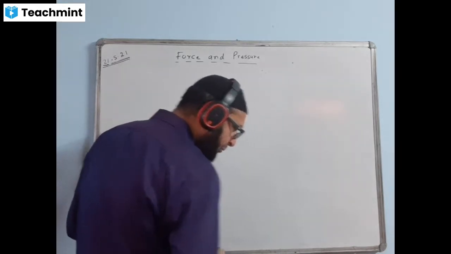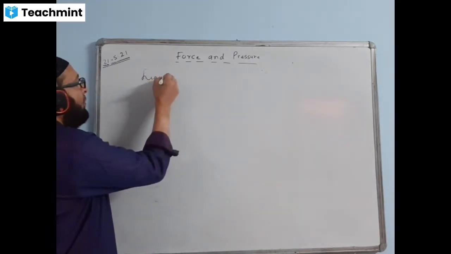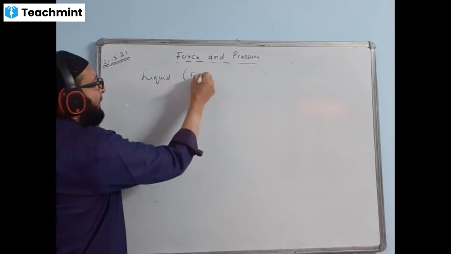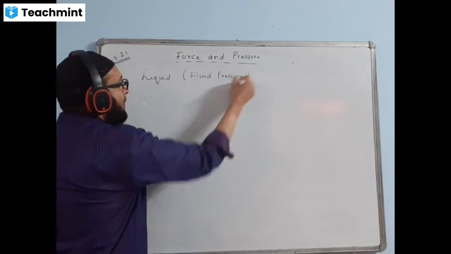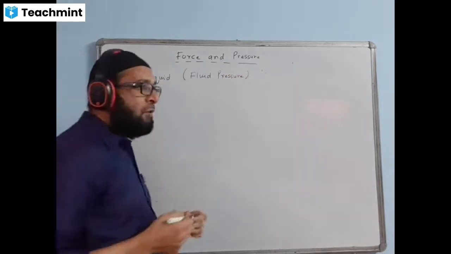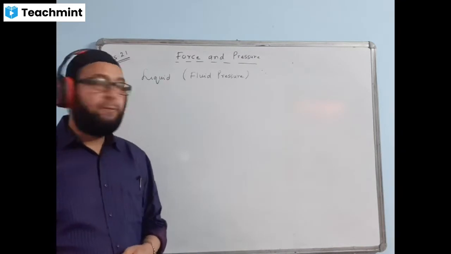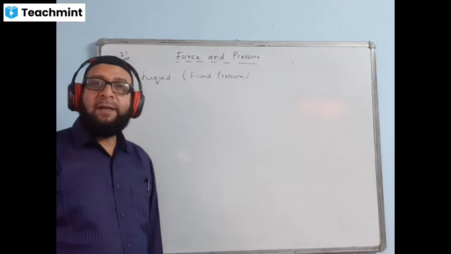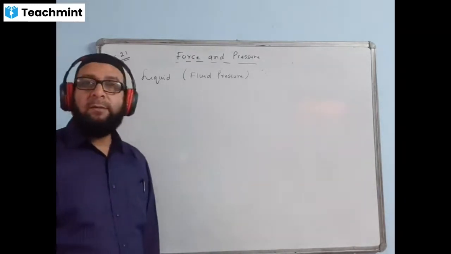Now we are doing liquid pressure, and under bracket you can add fluid pressure. What is called a fluid? Anything that can flow is called a fluid. What are examples of a fluid? Liquids and gases. Both come under the word fluid. Both of them are fluids.